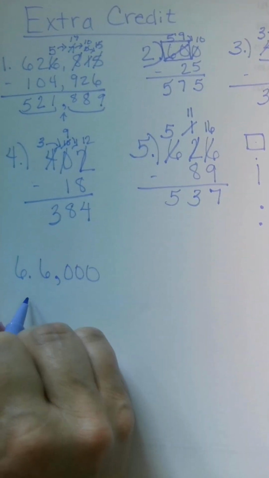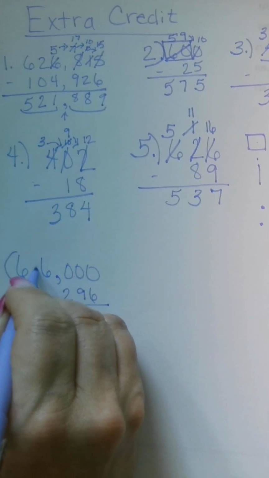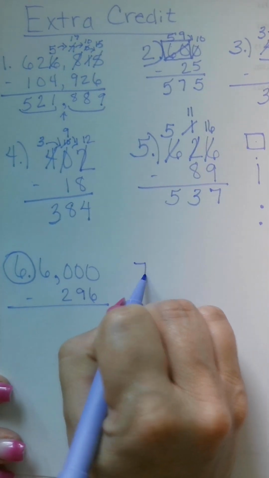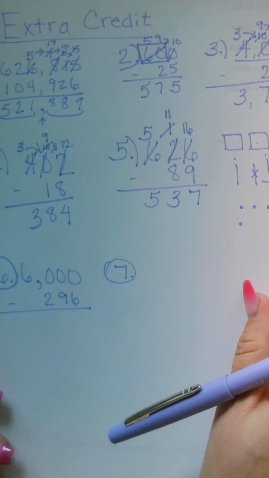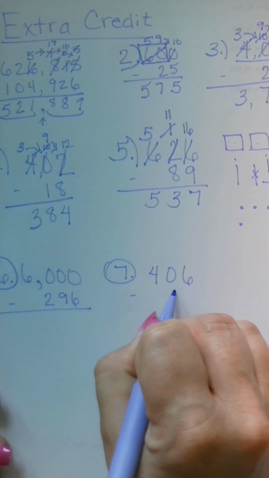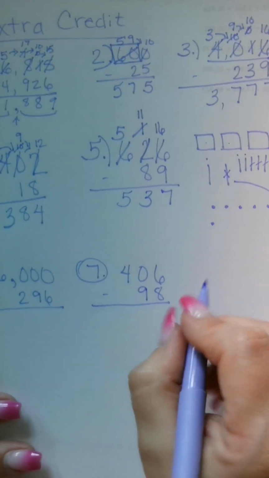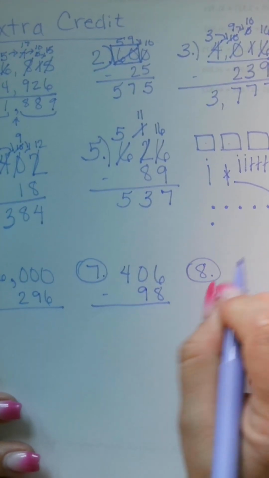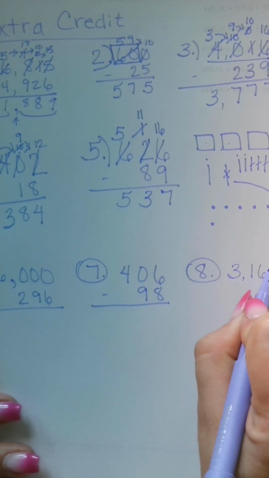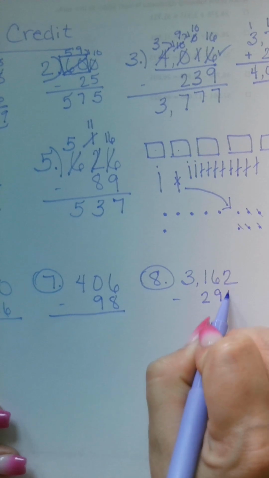So the first one is 6,000 minus 296. I'm going to circle that. That's number 6. Number 7 is 406 minus 98. Number 8 is 3,162 minus 294.